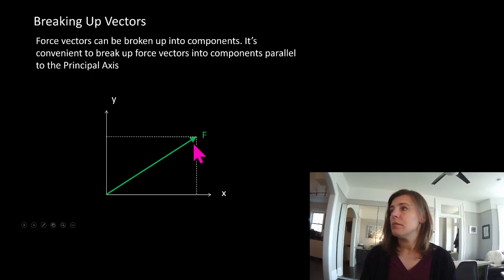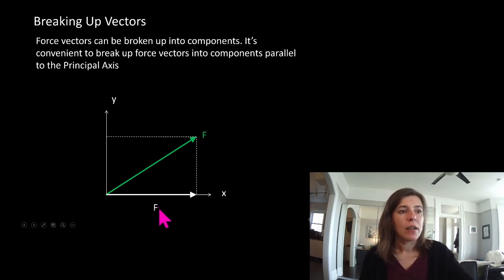So if we had, that was a weird noise. If we have this force here, F, it might be handy for us at some point to break it down into X and Y coordinates. And we can do that using that same tip-to-tail method. I should have a force along the X that comes along here and along the Y that comes up to here. So parallel to major axes, I should have something like that.